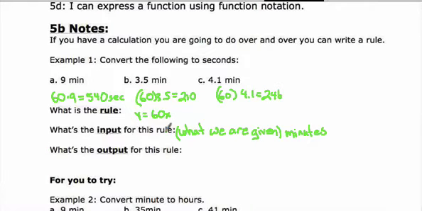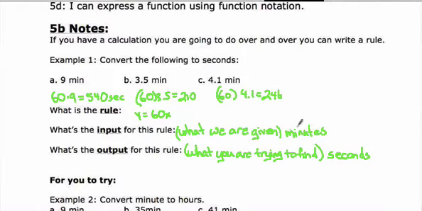What's the output for the rule? Output is what you're trying to find. So we're given minutes and we're trying to find the seconds in this case. So we're given minutes, that's the x. The input is always x. The output is always y, what we're trying to find.